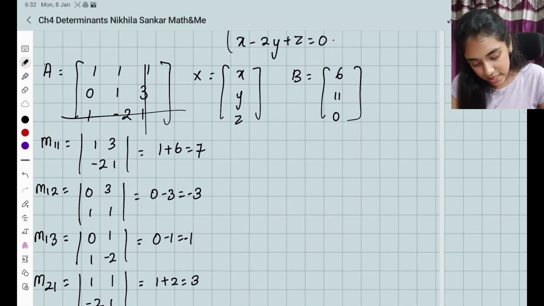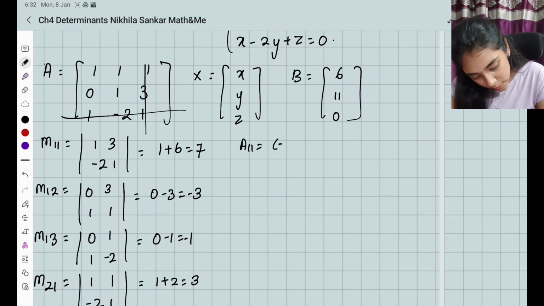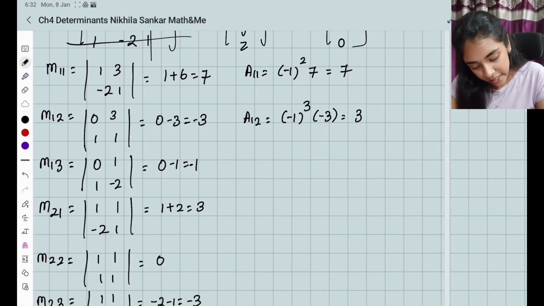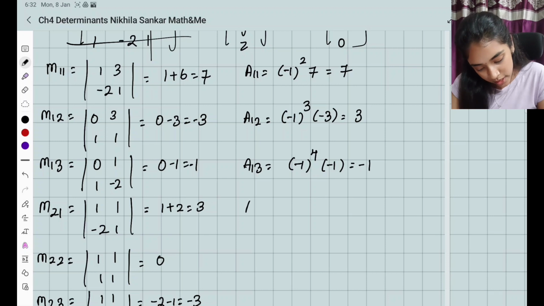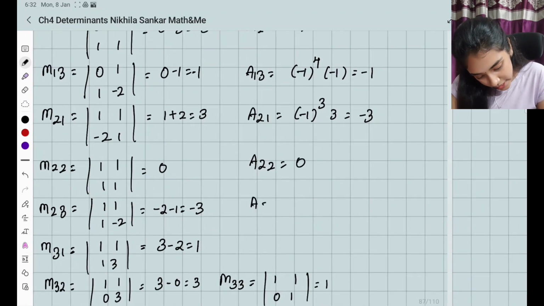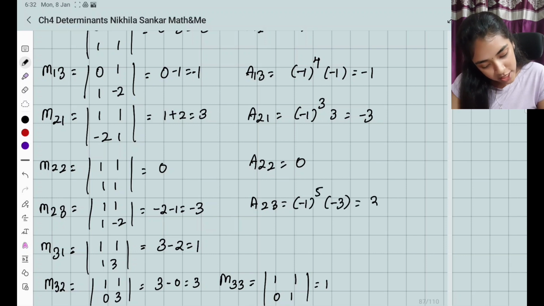Now shall we find the cofactors? So from this I have a11 equals minus 1 square times 7, which is 7. Then a12 equals minus 1 to the power 3 times minus 3, minus into minus plus. Then a13 equals minus 1 to the power 4 times minus 1, this is minus 1. a21 equals minus 1 to the power 3 times 3, which is minus 3. Then a22 equals 0. a23 equals minus 1 to the power 5 times minus 3, minus into minus plus, so plus 3.